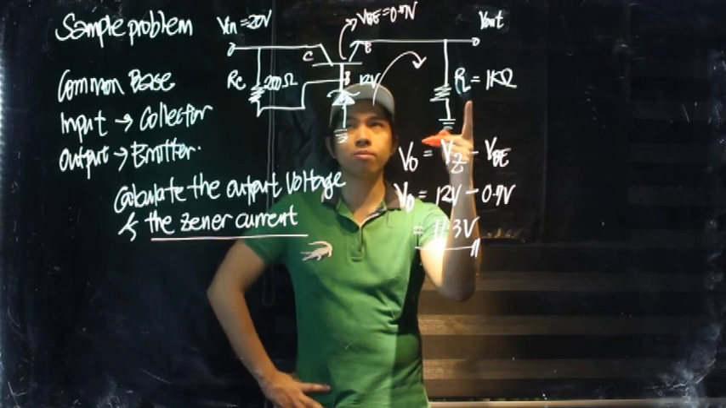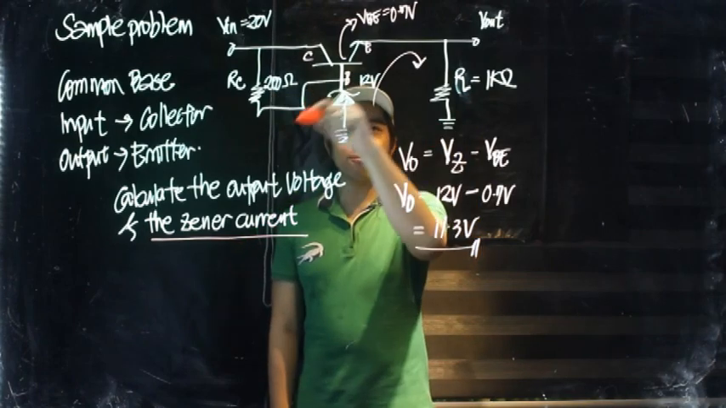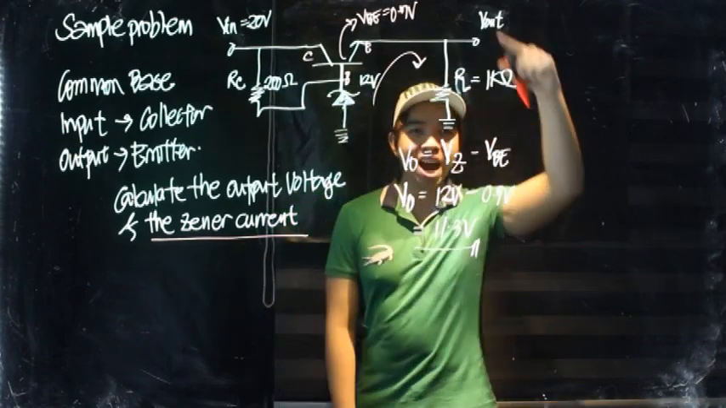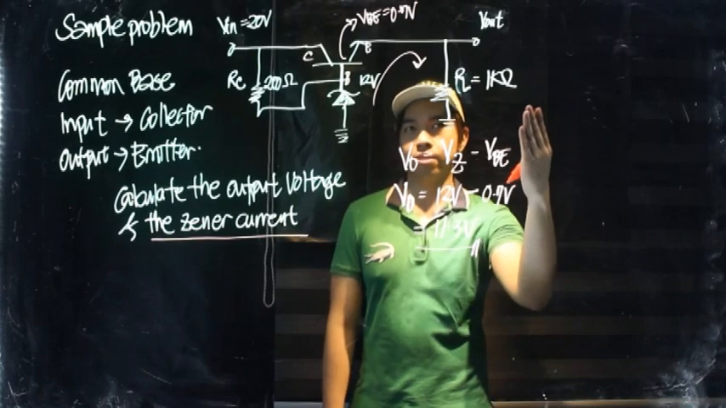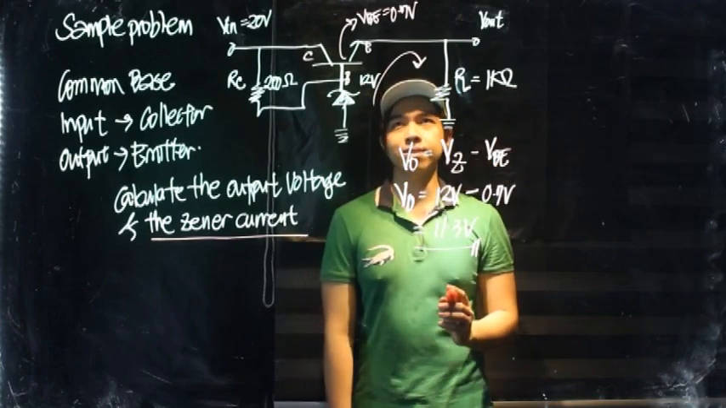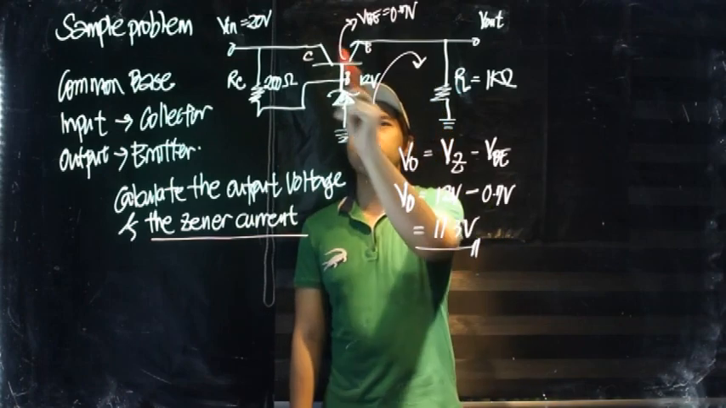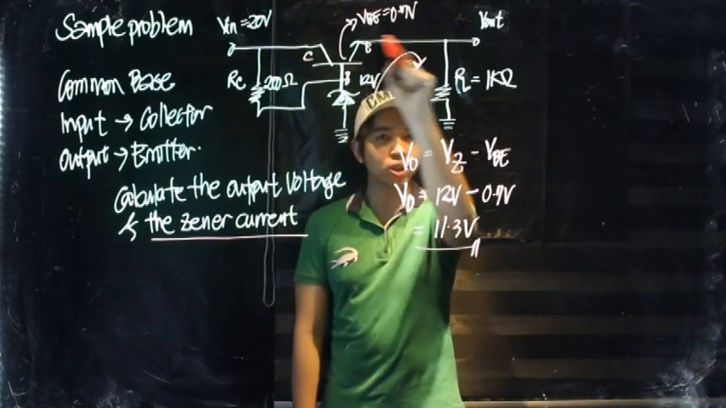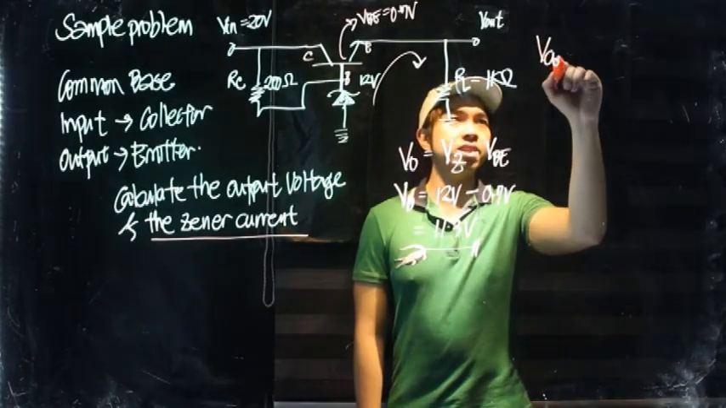Okay. But how? So we need the drop for every part till we arrive at the last part of the circuit, at the sampling circuit part. So how are we going to analyze this? We're going to solve for the voltage across the collector to the emitter, VCE.